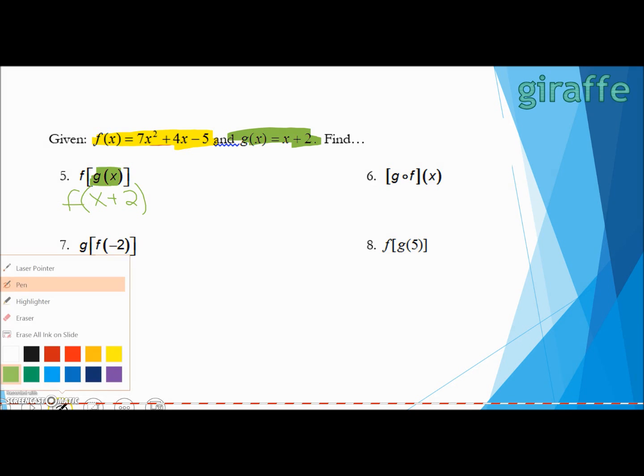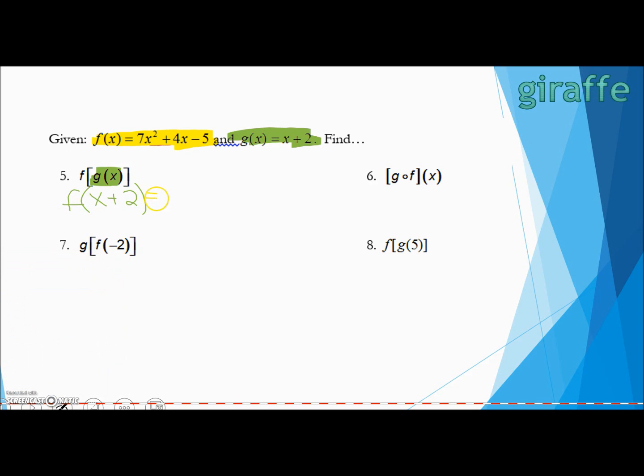And I'm plugging that into the f function. So I am going to write out my f function, but instead of where the x's originally would go, I'm going to just put a space in here with all the x's. So instead of x's, that's where the x's would go, I'm going to replace it with the green x plus 2, the g function.